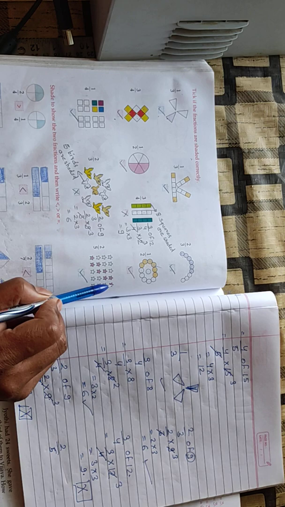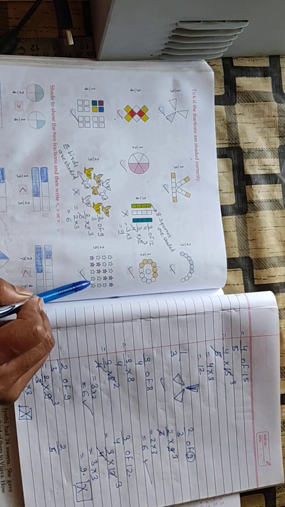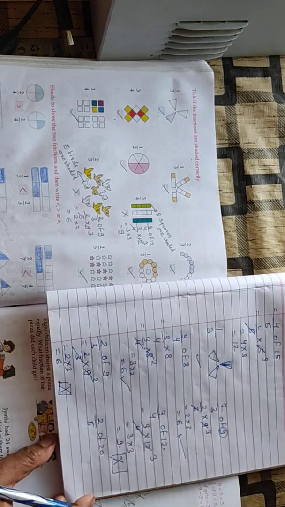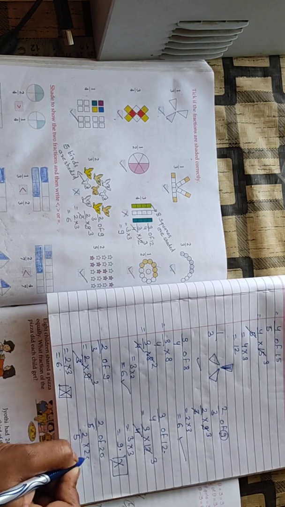1, 2, 3, up to 20. Total 20 stars are there. Okay. Now 2 by 5 of 20 to multiply.